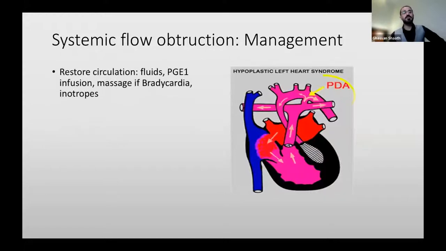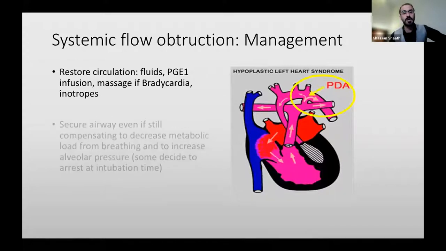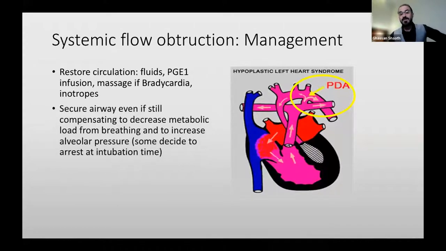To summarize, restore circulation with fluids and prostaglandin infusion, and give massage if a bradycardia starts, because bradycardia is usually the presentation that starts before the heart stops working. Secure the airway, even if the patient is still compensating.